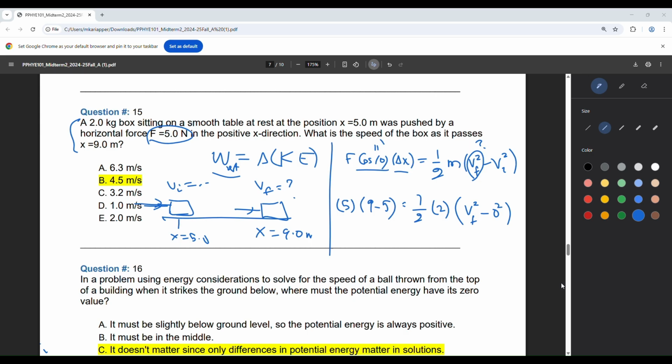Multiply by mass of the object, which is 2 kilogram, multiply by, you start a bracket. Then here, this is the unknown, Vf.